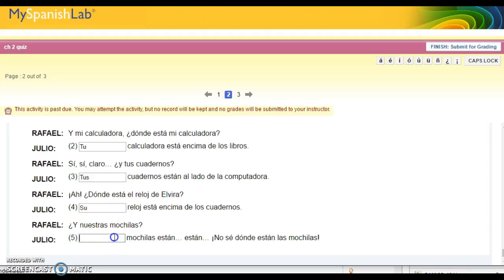Y nuestras mochilas, and our backpacks. So the response is your backpacks. Sus mochilas están, I don't know where the backpacks are, but it's sus, right? This is our backpacks, nuestras mochilas, and the response is, your backpacks are, and well, he doesn't know where they are. Okay, and it's plural because it's mochilas, backpacks is plural, that's the reason why. So these possessives, mi, tu, su, nuestro, always have to agree with what they're describing, not with the owner, but with what they're describing.